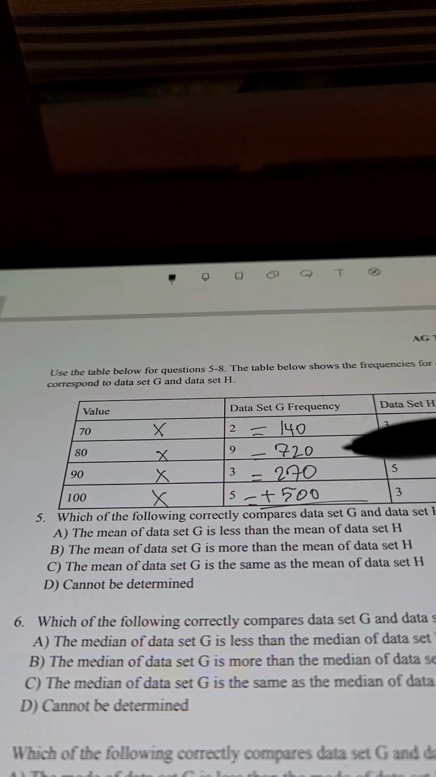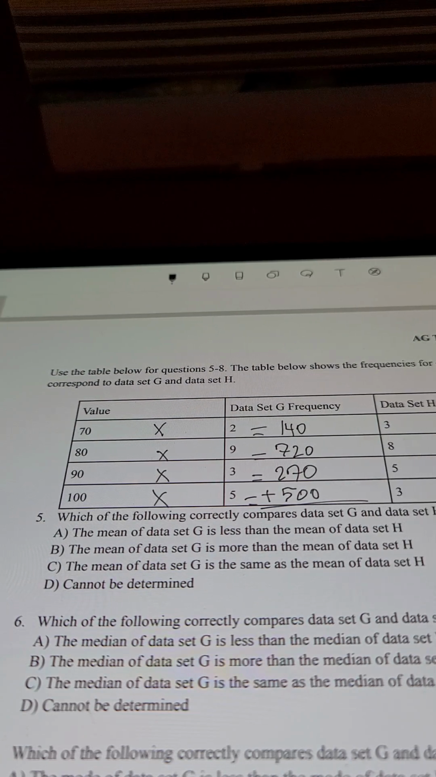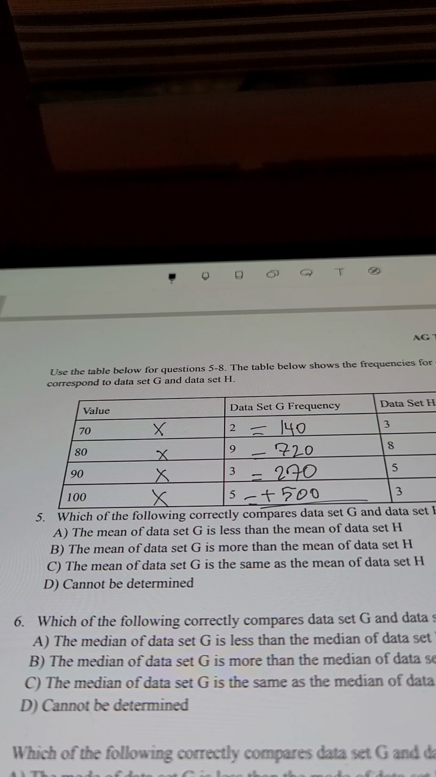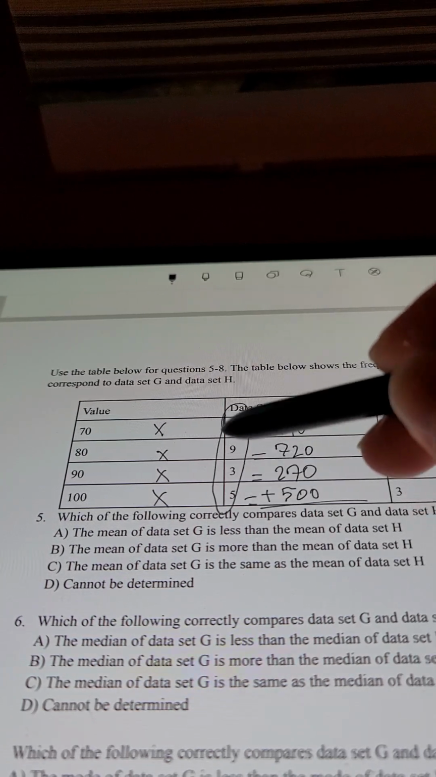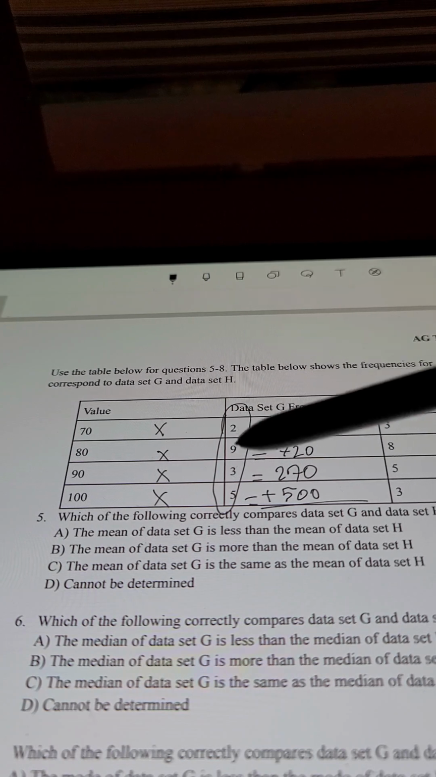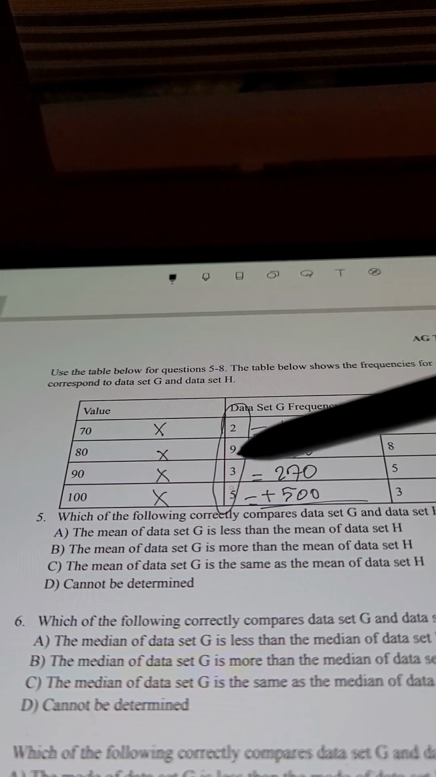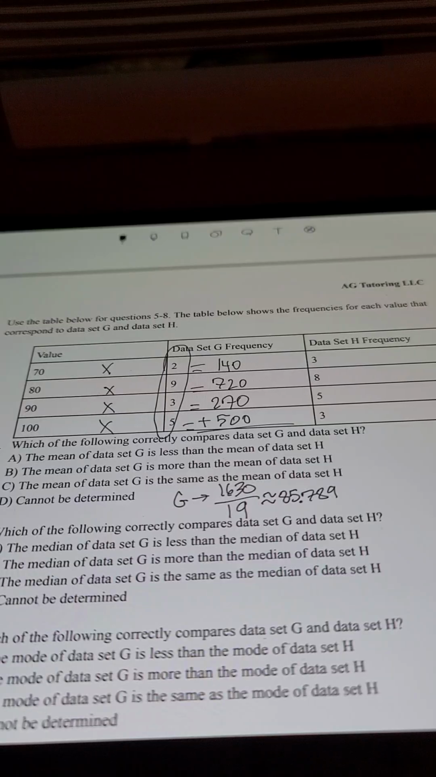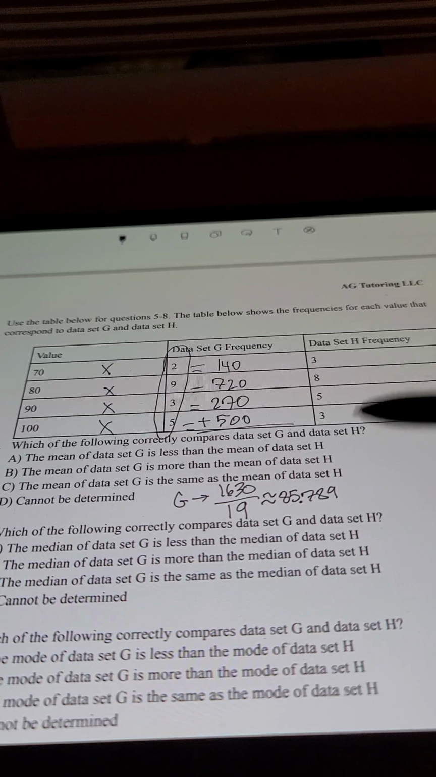So now you're going to add that up to get the sum, because remember, mean is the sum divided by the number of data points. So you would get that as the sum and then divide it by how many data points you have, which you would get by adding the frequencies right here. So it would be 2 plus 9 is 11, and then 11 plus 3 is 14, and then 14 plus 5 is 19. And this is what you get for your mean for dataset G. Now, I rounded it off to the nearest thousandth place. You're going to get a much longer decimal, just FYI.